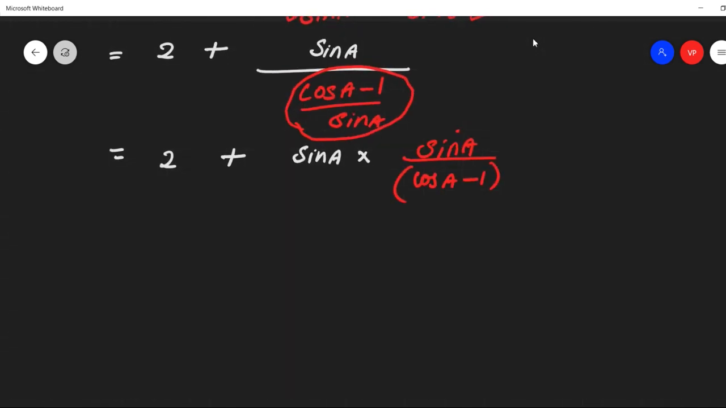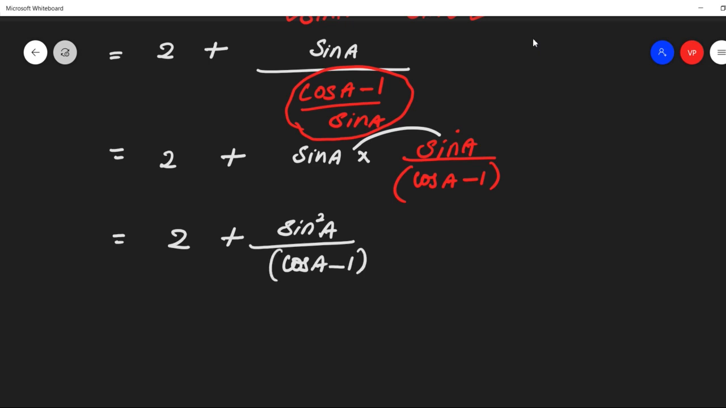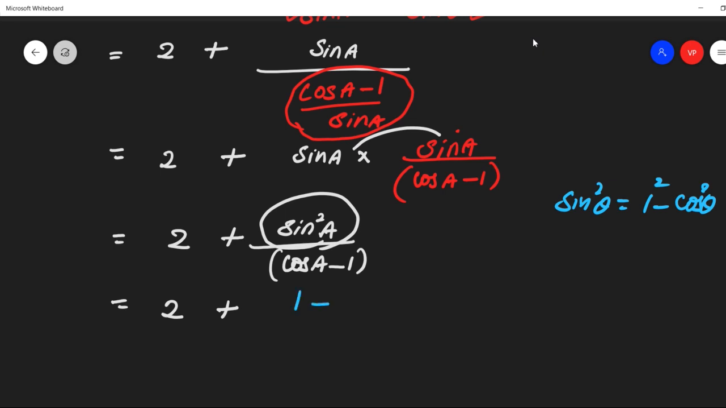In this next step, we can multiply 2 plus sin A into sin A. So that is sin square A divided by cos A minus 1. Keep this 2 as it is. Sin square theta, how will you write it? By the identity, sin square theta can be written as 1 minus cos square theta. So this is 1 minus cos square A, divided by cos A minus 1.